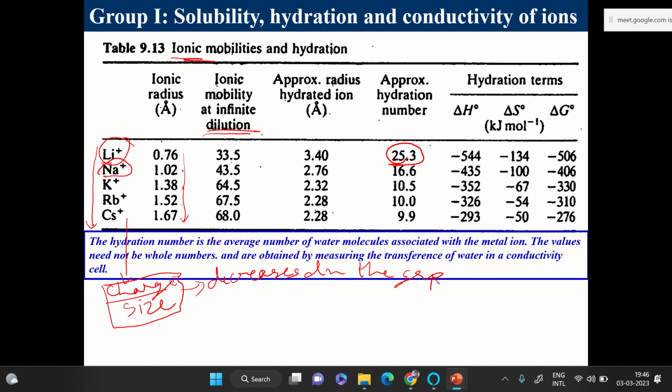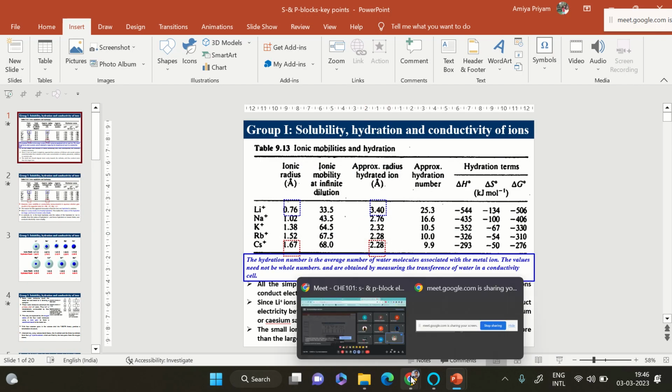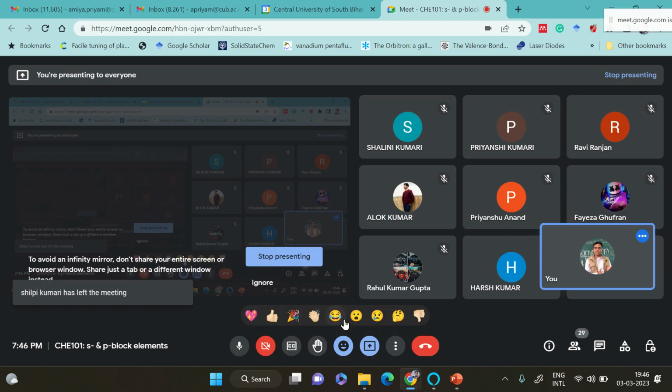Na plus, कोई knock, who is this? एक minute. I saw someone trying to enter the group class.